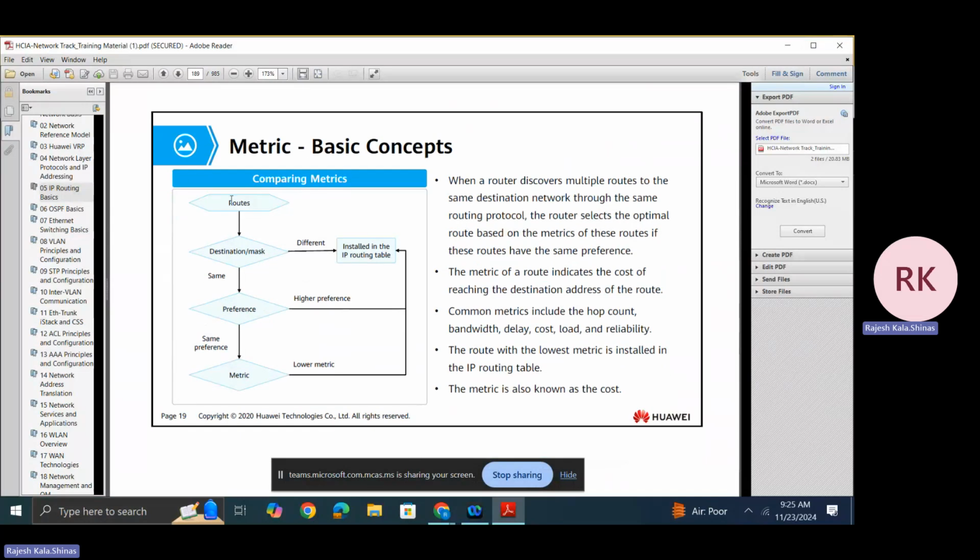Now, metric basic concepts. For routes with the same destination and mask, check the preference. Whichever routing protocol has the lowest preference, take that one. But if the preference is also the same, as we discussed now, and both routing protocols are OSPF with the same preference value, then I will check the cost of the link. I will choose the lowest one and add it into the routing table.